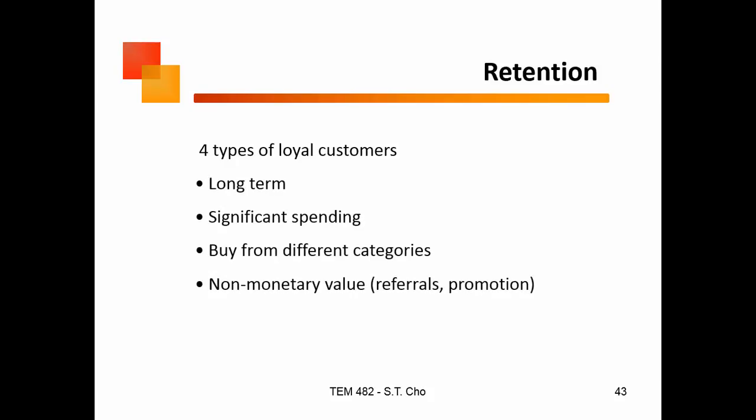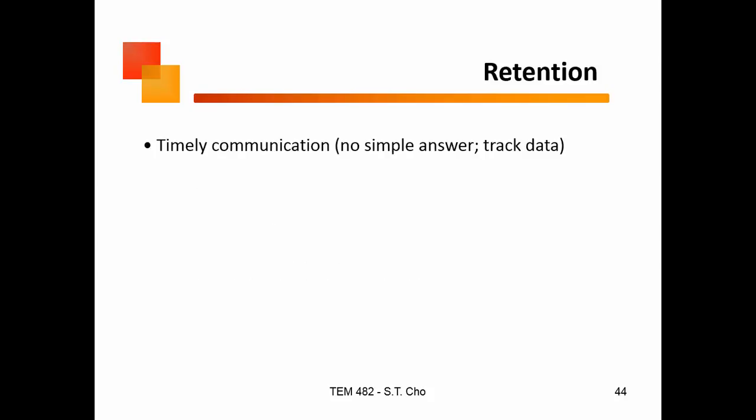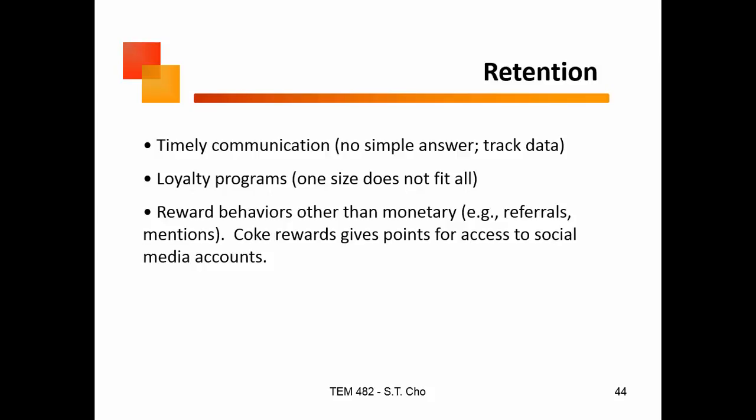And so you have 4 types of long-term customers, and these are the people that you count on for your business. And so in order to retain them, you need timely communication. You need to build up loyalty programs. You want to reward behaviors other than monetary, like for referrals or mentions. Coke Rewards is a program. It gives you points where you can go buy stuff.